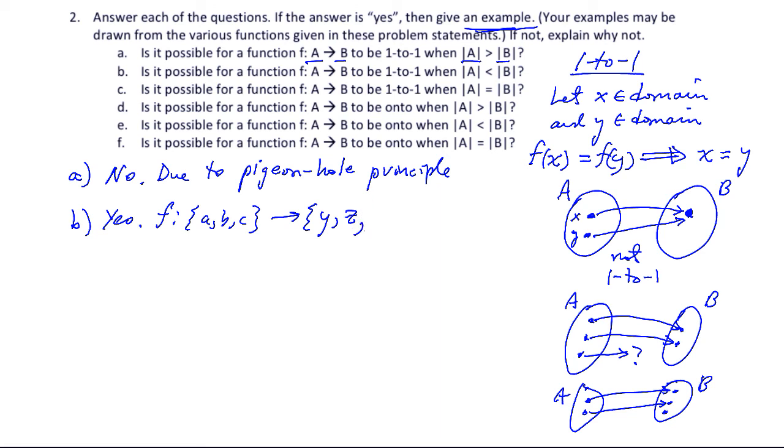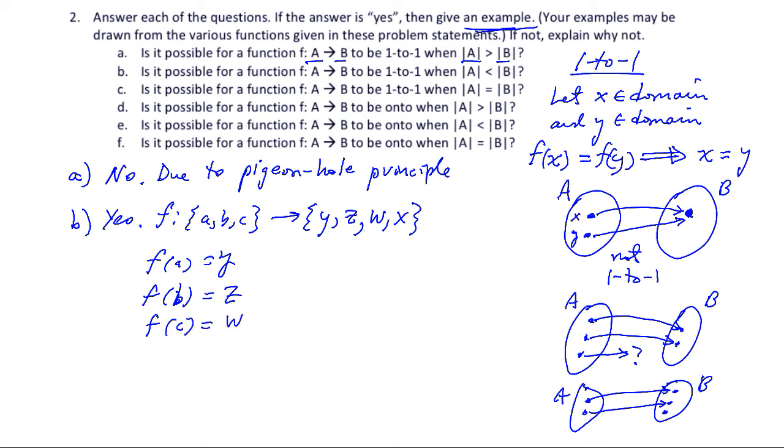Y, Z, W, X. There, the domain is smaller than the range, and f of A is y, f of B is z, and f of C is w. Sorry about that small writing. Okay, so this is 1-to-1 because I don't have any repeats in this column here.